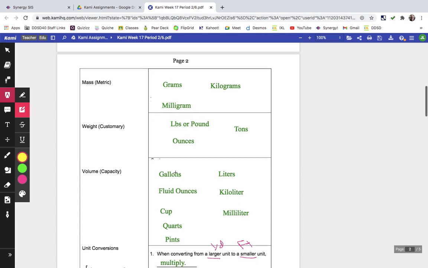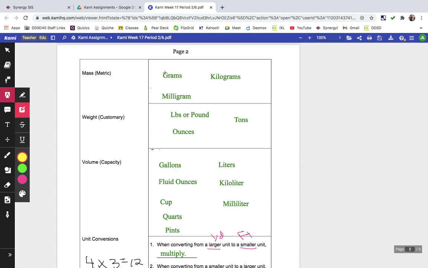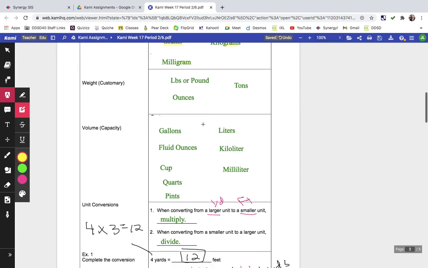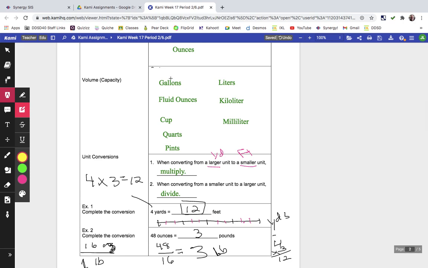Our metric way to measure mass has a base of a gram, and you'll see grams in all of these answers, milligrams, kilograms. For customary, there is no base: there are pounds, ounces, and tons. For volume, the standard US ways to measure are gallons, fluid ounces, cups, quarts, and pints. Liters is the metric. Again, look at how organized it is, with the word liter in every single unit of measurement.